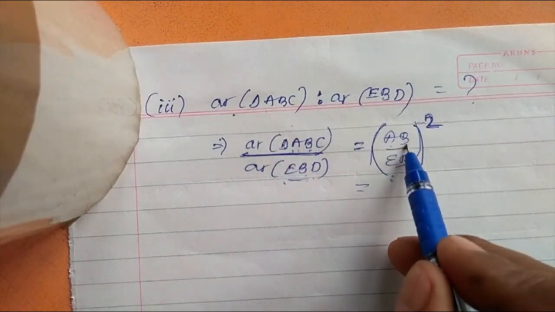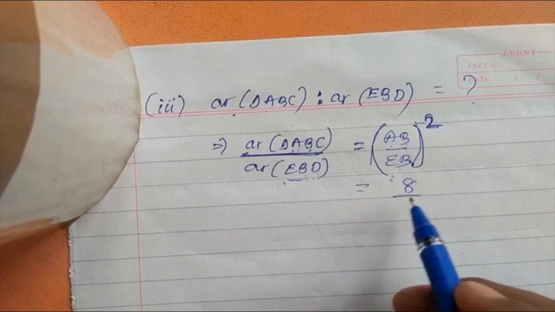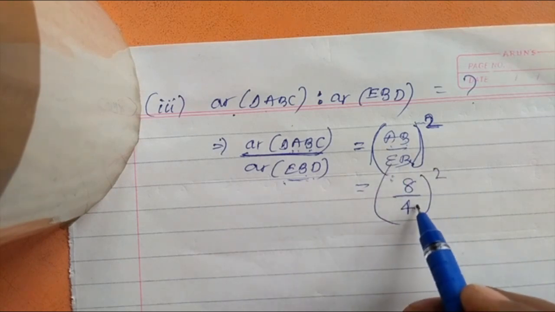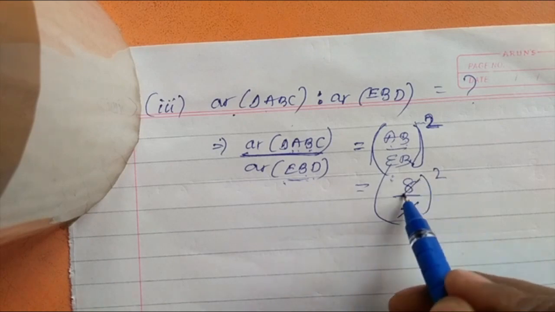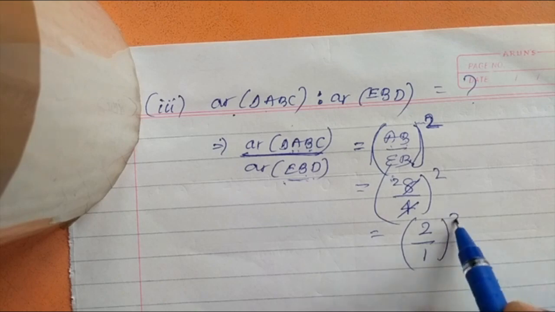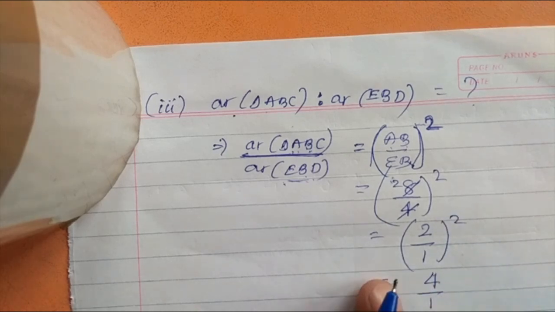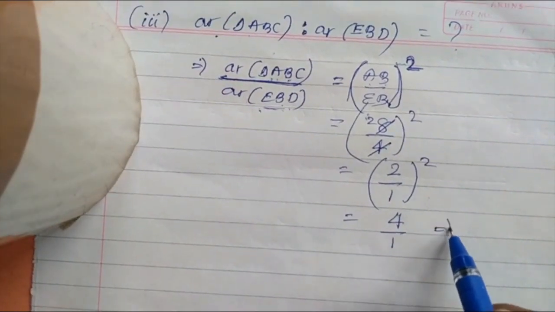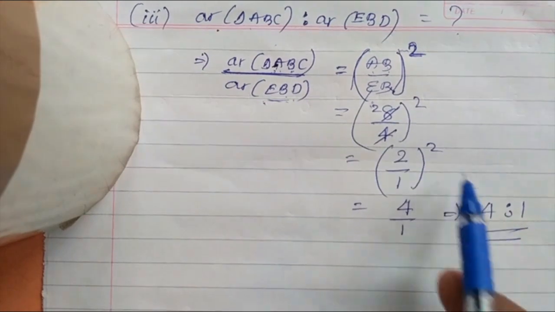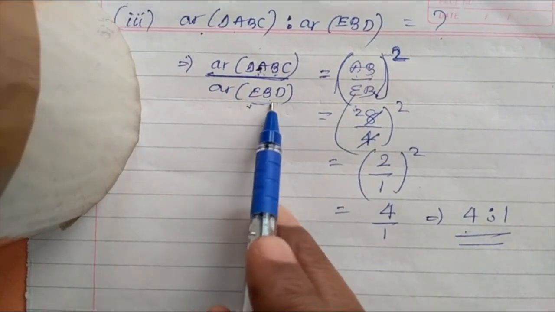What is the length of AB? In question given 8. What is the length of BE? 4. Whole square. First you divide, then go for squaring. 4 ones are 4, 2 twos are 4. Finally 2 by 1 whole square. It is equal to 4 by 1, nothing but 4:1. This is the answer. That means ABC triangle is 4 times bigger than EBD triangle.